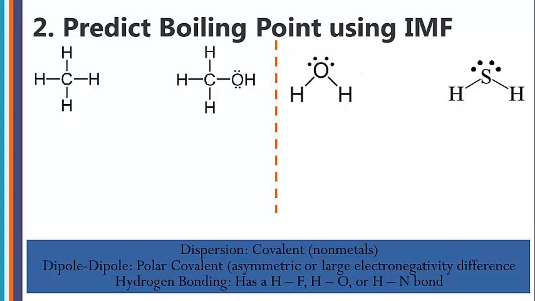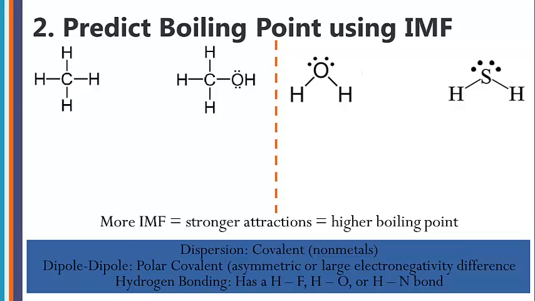So the first molecule that we have is going to be methane. The more intermolecular forces that we have, the stronger the attractions between those molecules and the higher the boiling point will be. So for the first one, I've got just dispersion forces. It's covalent, but it isn't polar. If I cut it in half, it's the same on both sides. And it doesn't have the H attached to F, O, or N. So all we have is dispersion.